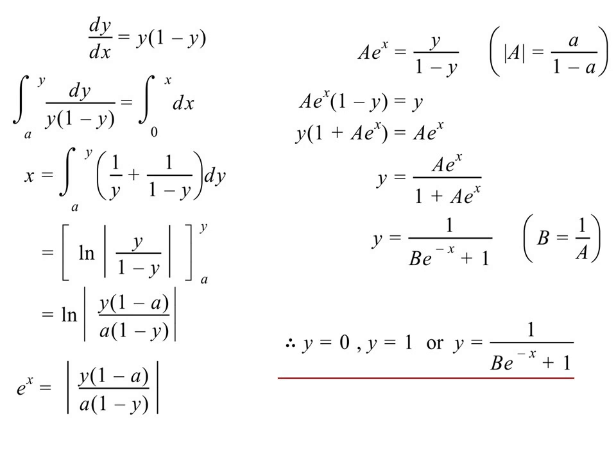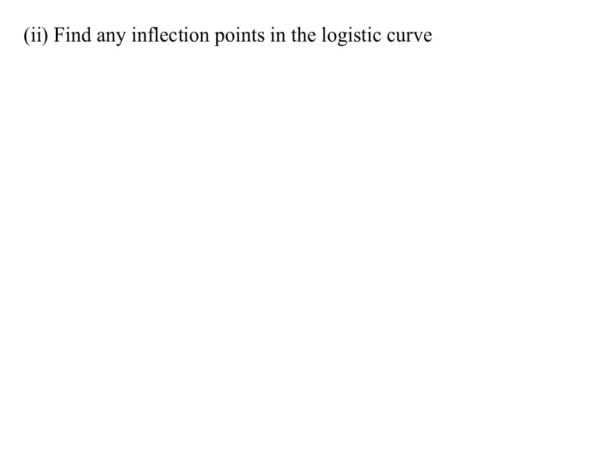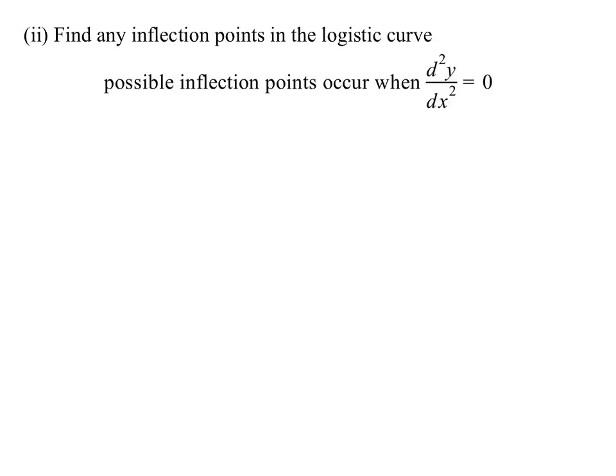So there's 3 possibilities. But you remember I said 5 possibilities? But that's all to do with the value of b. For some values of b, it'll be above the trivial solution. For some values of b, it'll be below the trivial solution. And for some values of b, it'll be in between the 2 trivial solutions. They want us to find any inflection points. We know the possible points of inflection will occur when the second derivative is equal to 0.